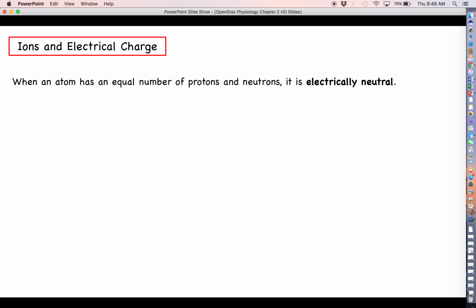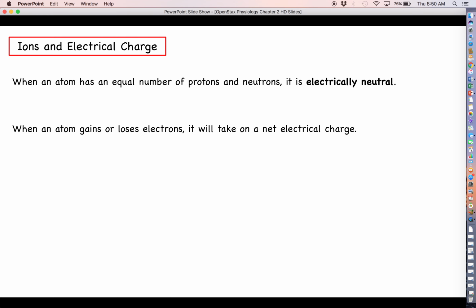It says neutrons here, that's a typo, but it should be electrons. So when an atom has an equal number of protons and electrons, that atom is going to be electrically neutral, meaning it has an equal number of positive charges and negative charges. So its total charge should be 0.